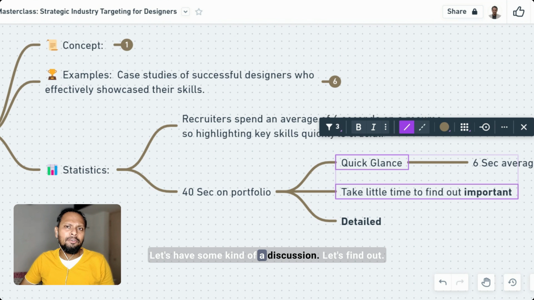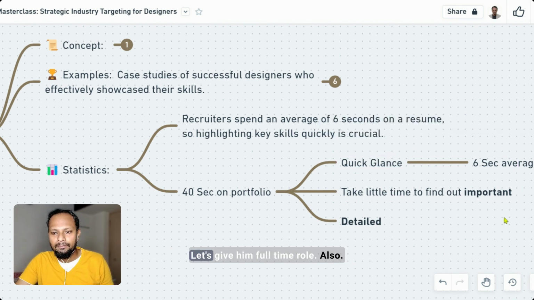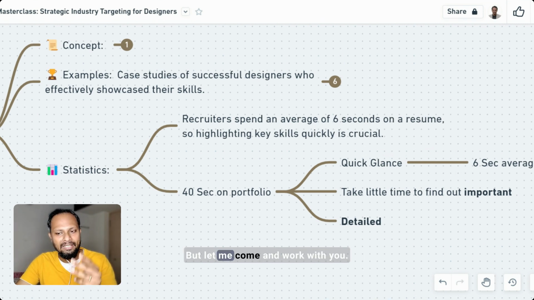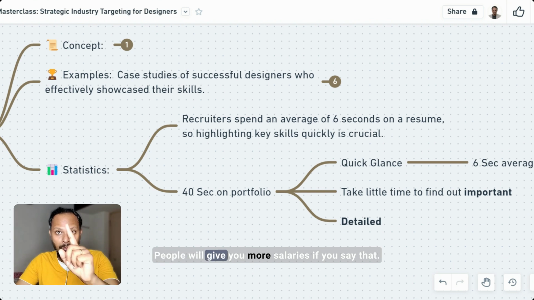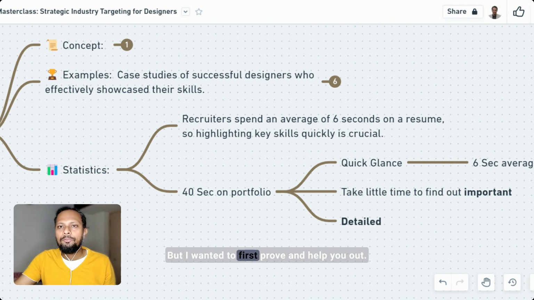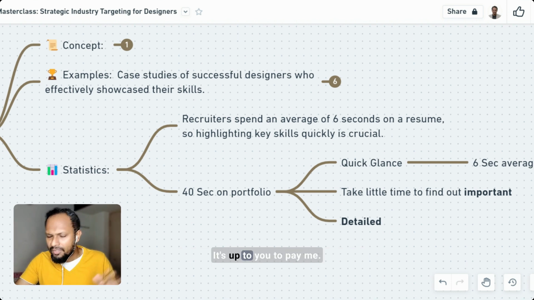Let's have some kind of a discussion. Let's find out. Let's give him a full-time role also. You should be open to all these conversations, guys. If they're saying, okay, we'll offer you something, you say, 'Sir, you fix the salary, but let me come and work with you.' People will give you more salary if you say that. If you say, 'No problem, sir, if you want to give me a full-time design role, I'm more than happy to do it. But I want to first prove myself and help you out. It's up to you to pay me.'